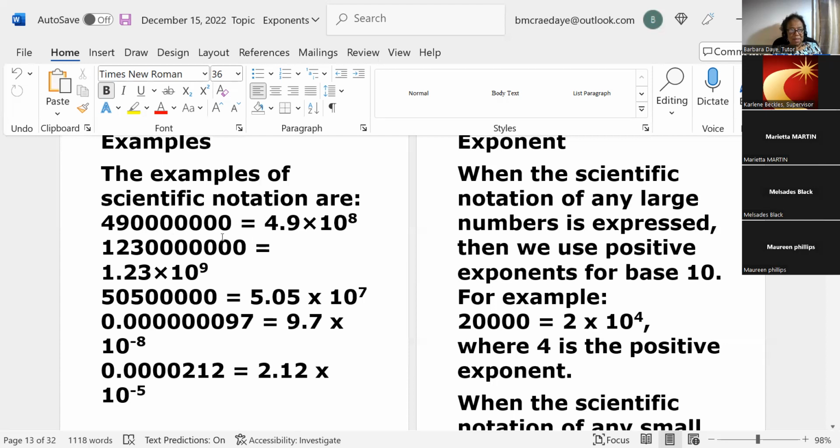It's another big number. My problem was, Miss, I was just counting all the zeros. No, you want to get between the 4 and the 9, right? So that's why you have to count the 9, because the decimal point comes after the 4. Just like this one, you want to get between the 1 and the 2. So how many places do you move? 1, 2, 3, 4, 5, 6, 7, 8, 9. So your power is 9.